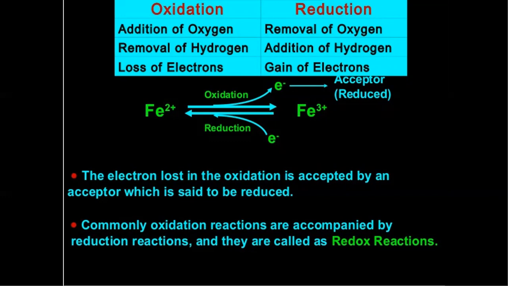First of all, what is oxidation and reduction? These are the definitions of oxidation and reduction: addition of oxygen, removal of hydrogen, and loss of electrons. For example, ferrous ion, which is losing 1 electron, is called oxidation, and it is converting into ferric ion. And the ferric ion, which is accepting 1 electron and converting into ferrous ion, is called reduction. In the same reaction, oxidation occurs, and simultaneously reduction also occurs. These types of reactions are called redox reactions.